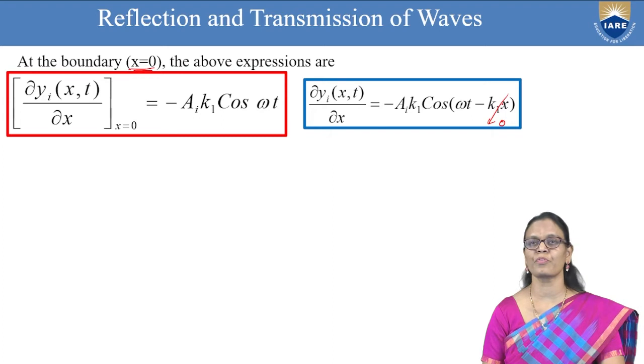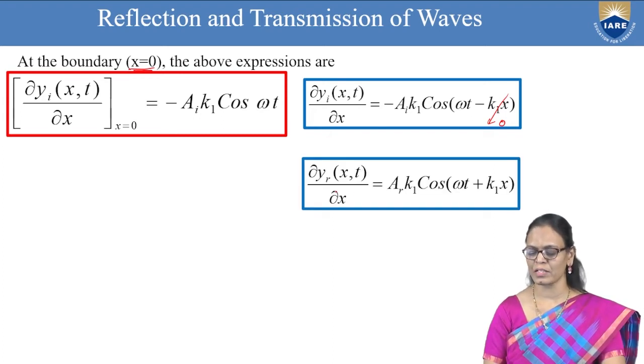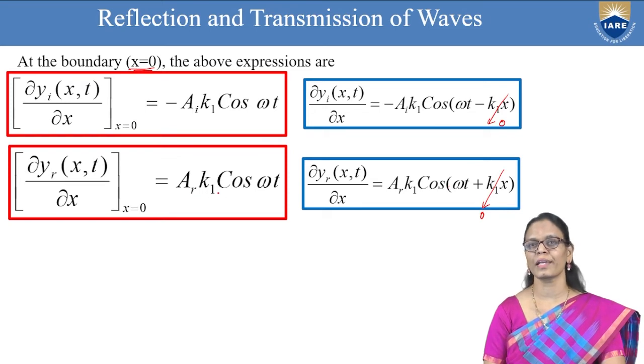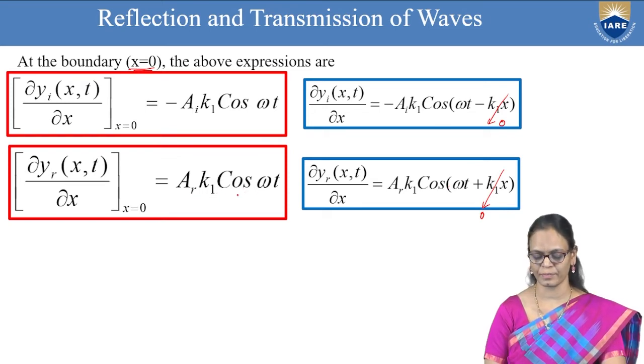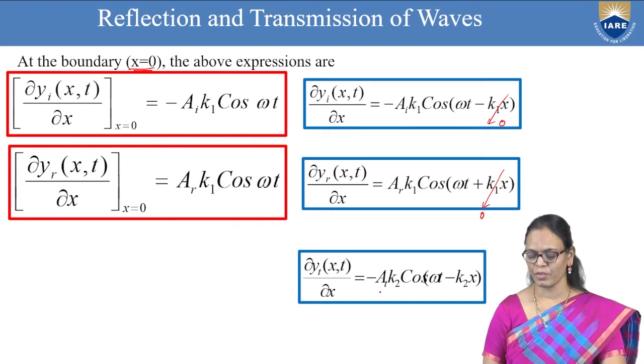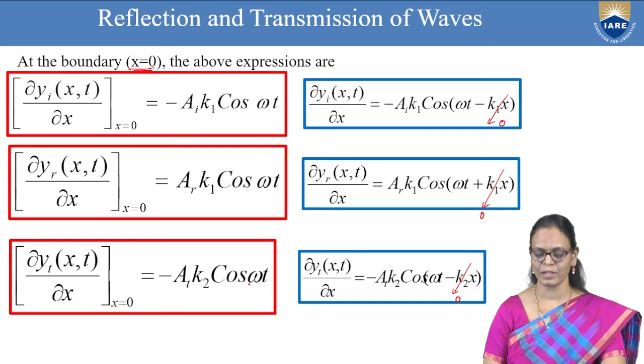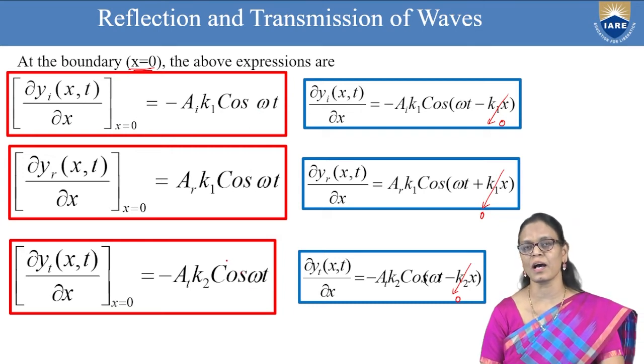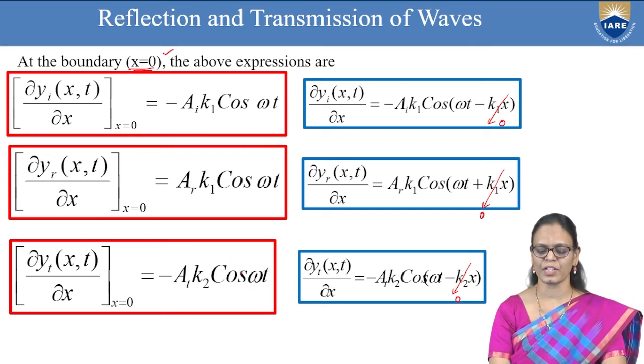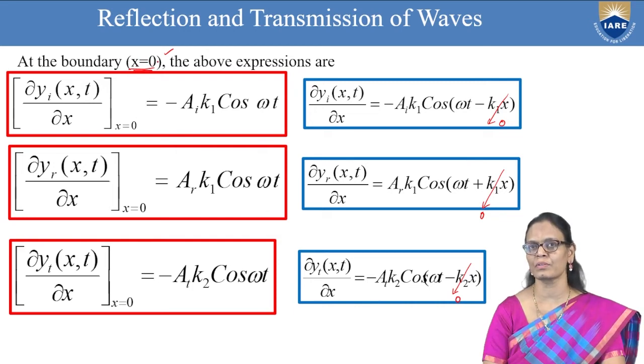So what is it for the reflected wave? Again, this is the equation where this goes to 0. So we have Ar k1 cos ωt. And for the transmitted wave, again this goes to 0. So we have minus At k2 cos ωt. So these are the equations after applying this condition, that is at the boundary x is equal to 0.